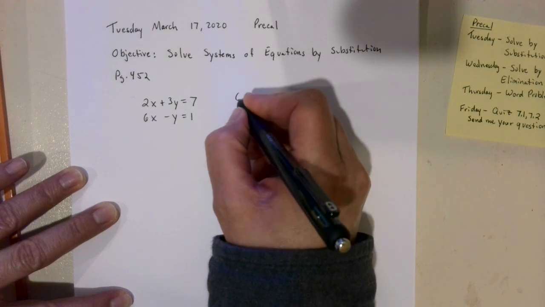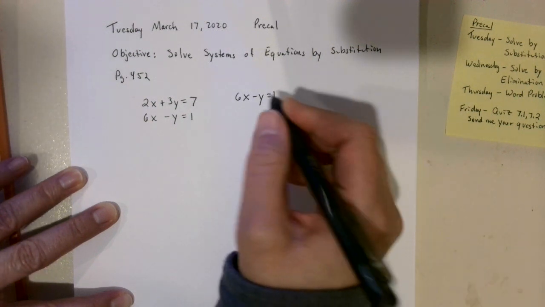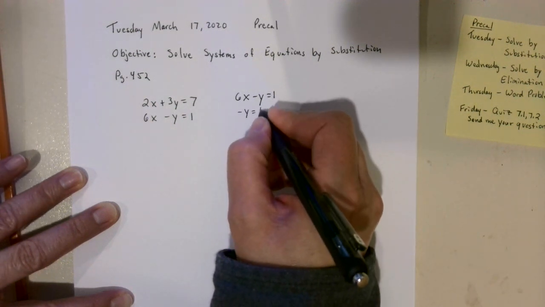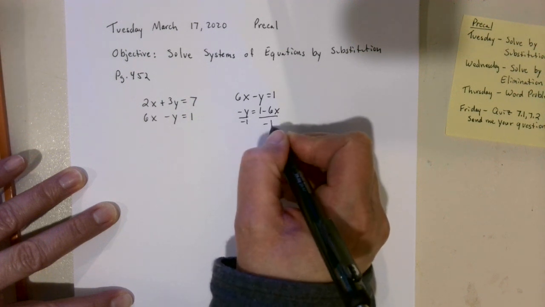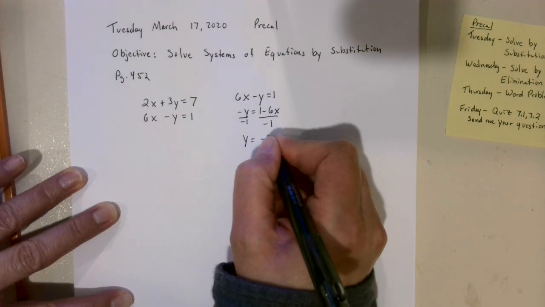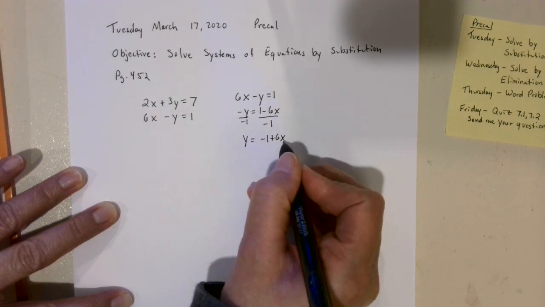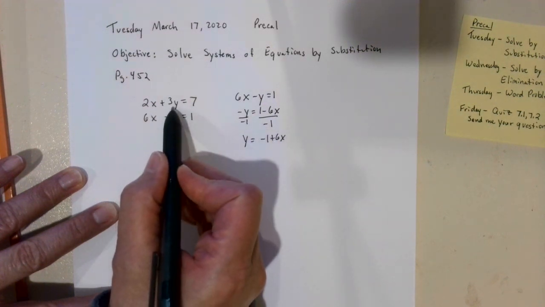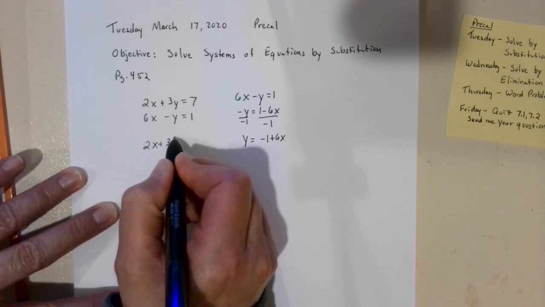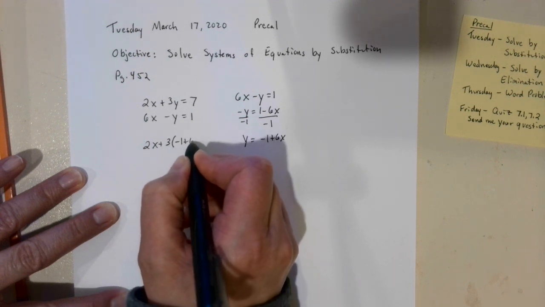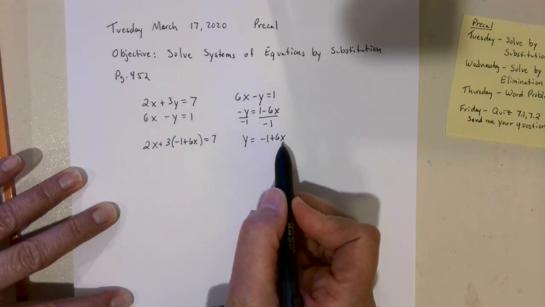So I'm going to take the bottom equation, 6x minus y equals 1, over to the side, and I'm going to solve for y. So I would begin by subtracting the 6x over, and then I'm going to divide by -1. And so I have y equals -1 plus 6x. And then we're going to take this expression for y and substitute it into the top equation, because again, these x and y are going to be the same value. I'm going to use parentheses, and I'm going to substitute in place of the y, -1 plus 6x.